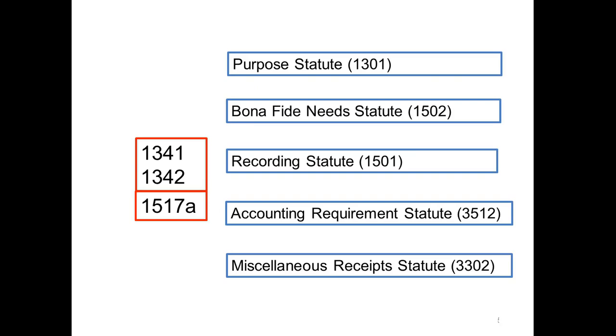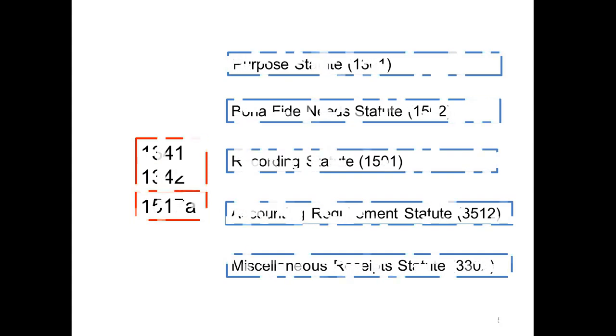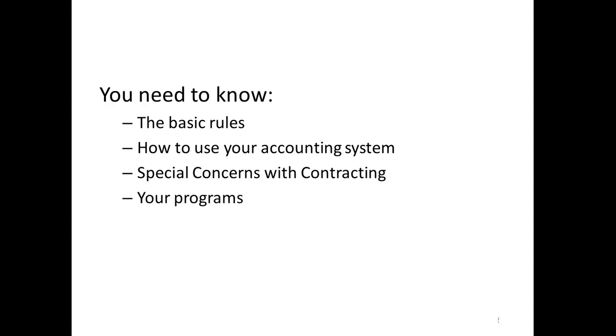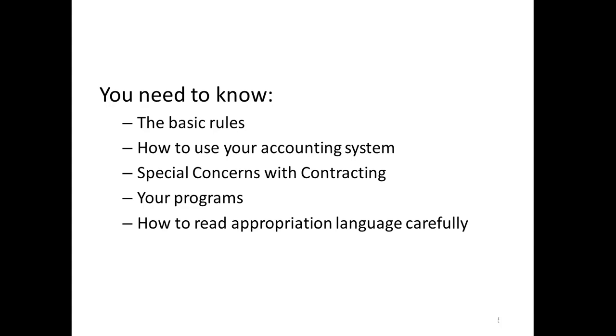Clearly, knowledge of the Anti-Deficiency Act is an important factor in avoiding Anti-Deficiency Act violations. So what are things that we should be aware of to avoid these violations? You need to know the basic rules: how to use your accounting system, special concerns with contracting. You need to know your programs, how to read appropriation language carefully, and you need to know what some typical problem areas are.